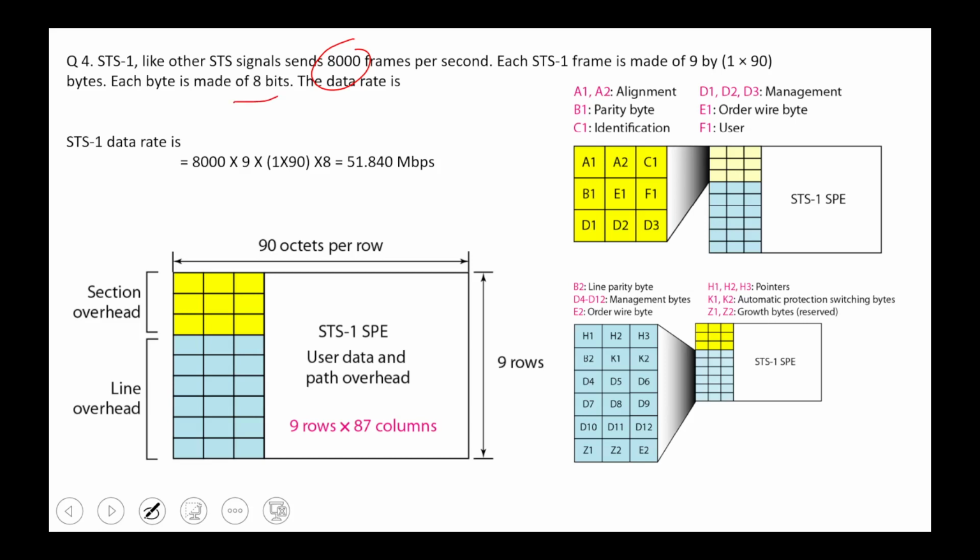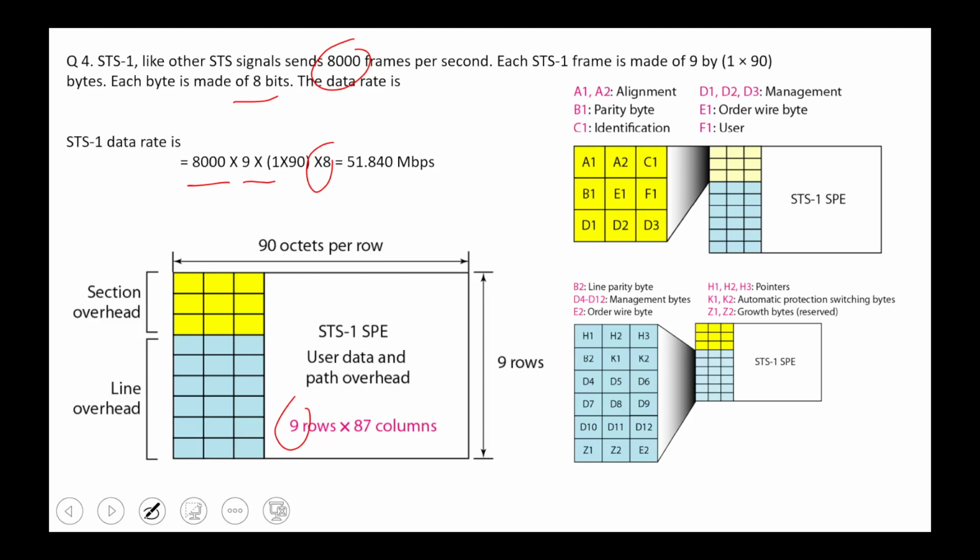To calculate the STS1 data rate, 8,000 will be my data, 9 will be my rows, 90 will be my columns, and 8 bits, because in one signal there will be 8 bits, and the total is my 8,000 signals. So my total data rate of STS1 should be 51.840 Mbps. If my STS1 link data rate is 51.840, then that data will be sent. Otherwise, it will not be sent on that data link.